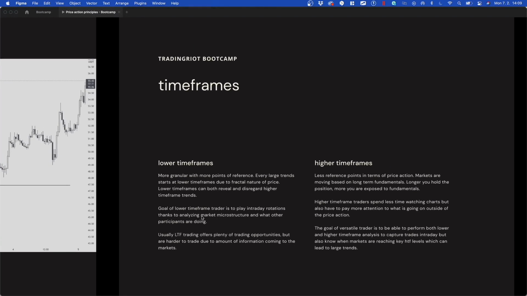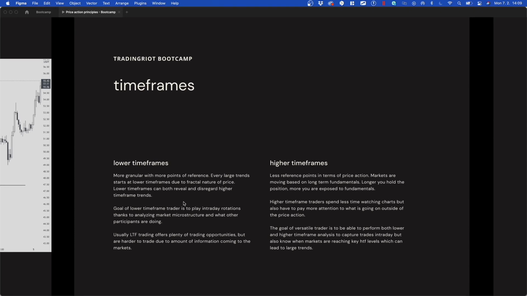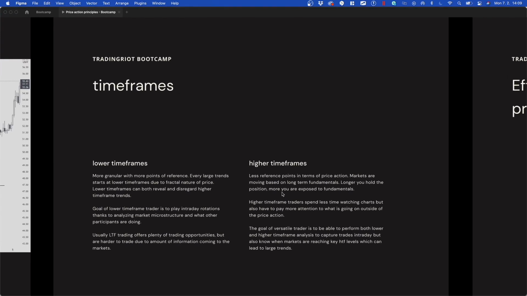So when you are trading lower time frames, you are exposed to a lot of information, and you need to be able to filter it out, which is done by using any sort of higher time frames or any key reference point in your trading. The higher time frames have less reference to price action. Markets are moving based on long-term fundamentals.